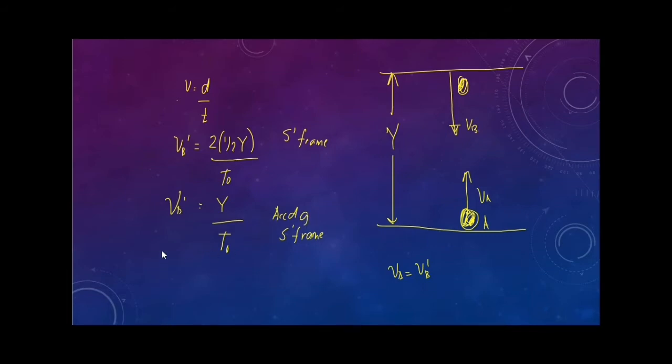So if we are going to express proper time, we also have an equation wherein t naught, proper time in the S prime frame, equals y divided by v_B prime. So that is our expression of proper time in S prime frame. Okay? So let's continue.